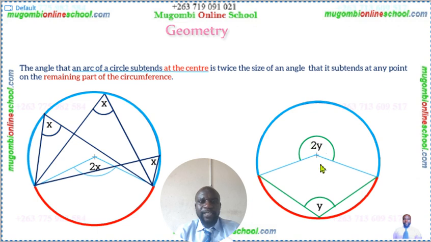So it means that this side is equal to 2 times this angle, or in other words, this one is half of this one.